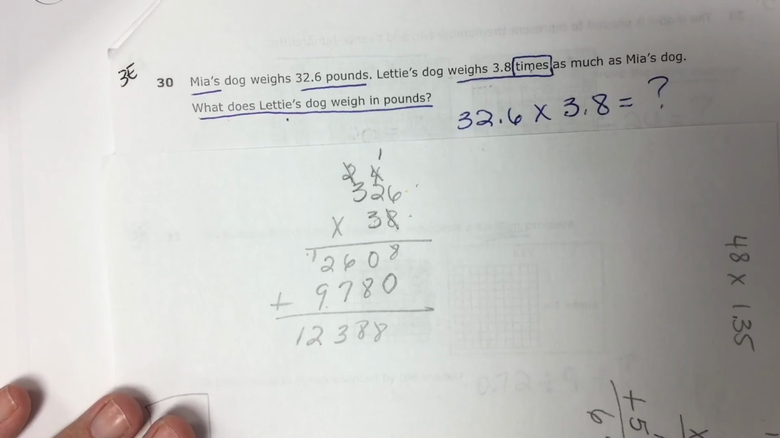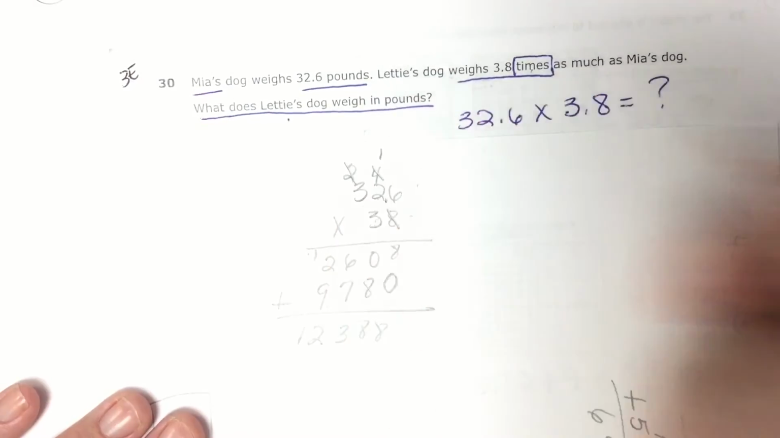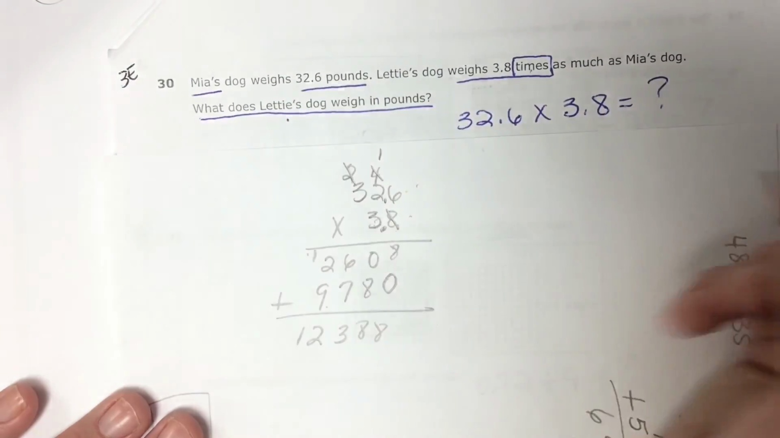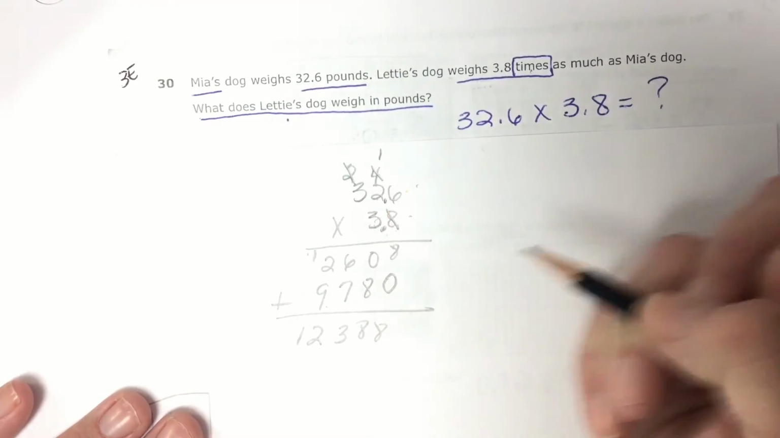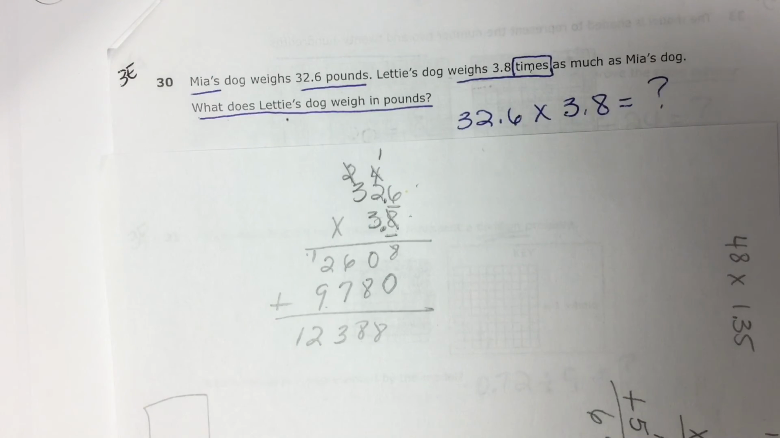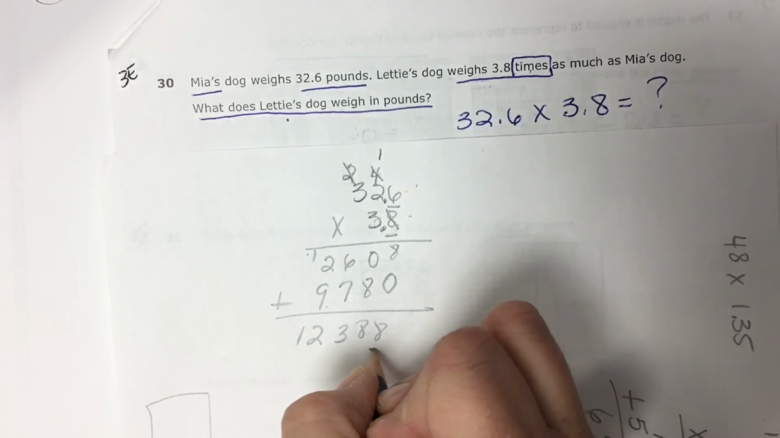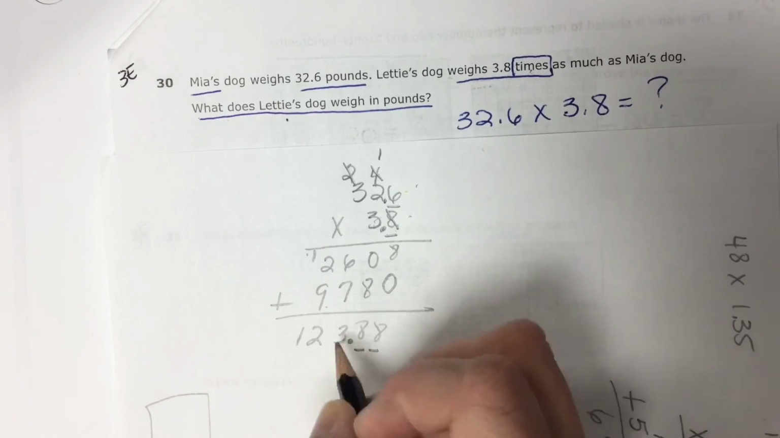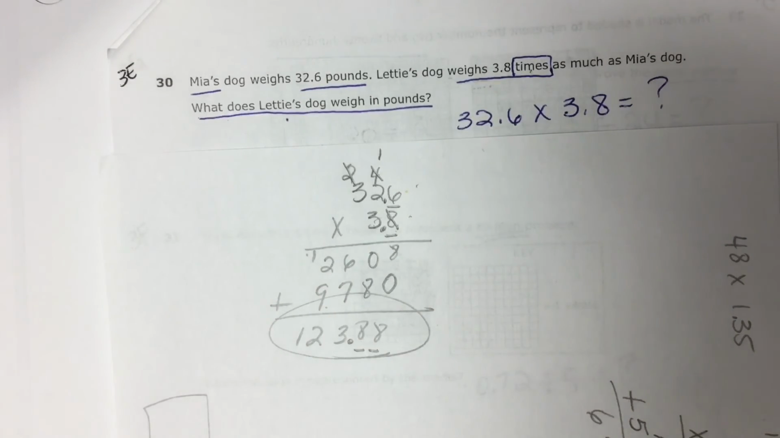Okay. We have a decimal between the 2 and the 6, and a decimal between the 3 and the 8. So each problem has a decimal. That's 2 of them. And each one has 1 number behind it. So 2 places. So I'm going to go to my answer, and I'm going to go over 2 places and place the decimal. So Letty's dog weighs 123.88 pounds. That's a heavy dog.